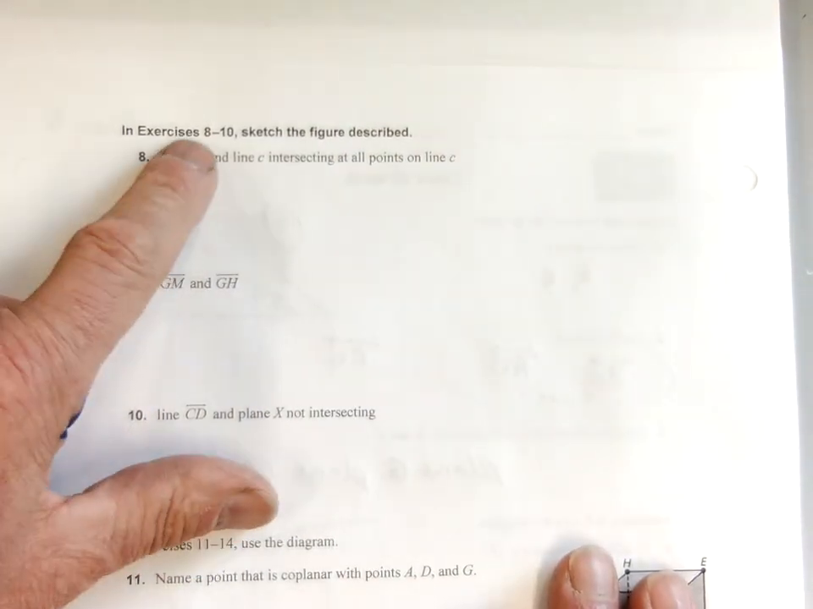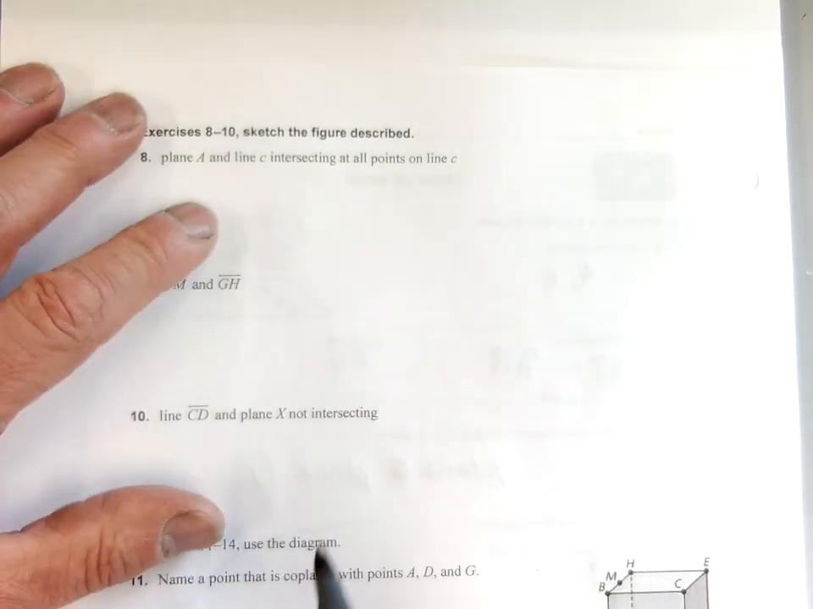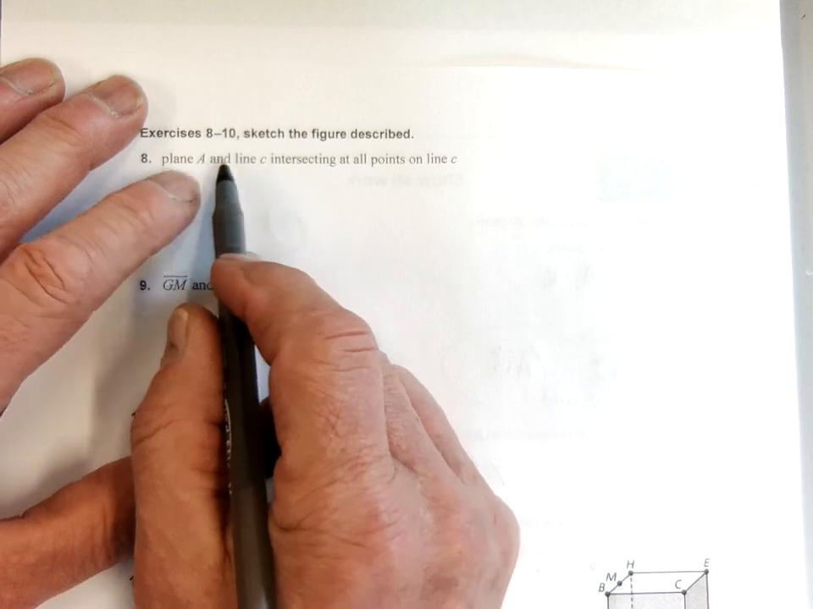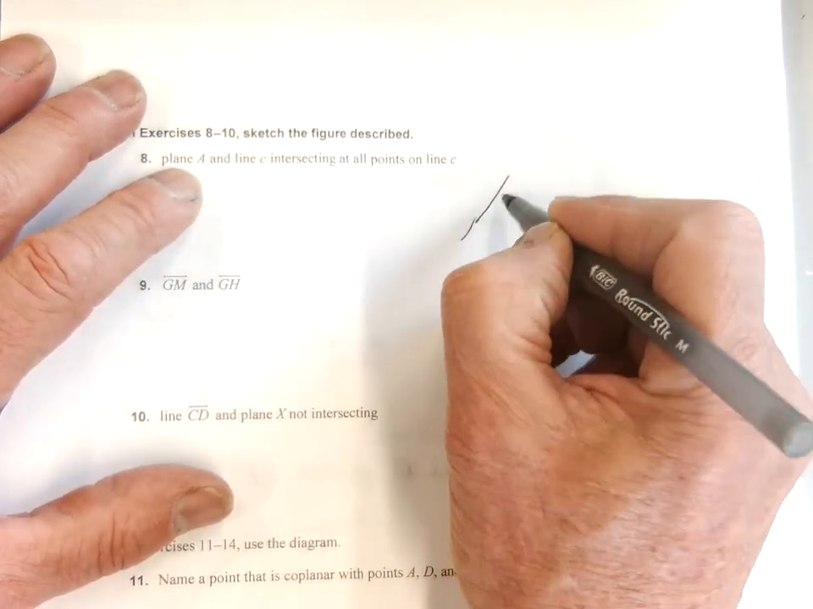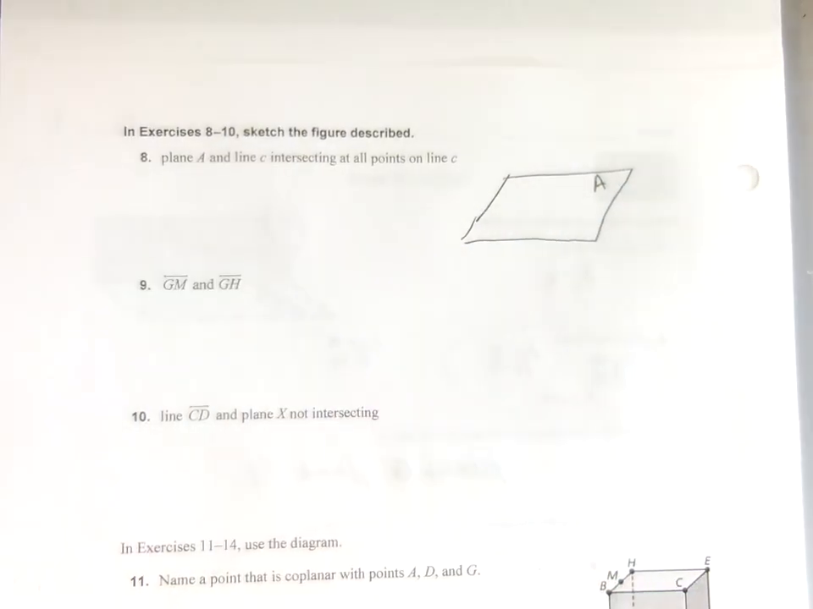Okay, plane A and plane C. So we're going to draw a picture. So we want A and C, plane A. So I'm going to draw plane A first. So we got to draw a picture. And line C intersecting at all points on line C, okay? Plane A and line C intersecting at all points on line C.